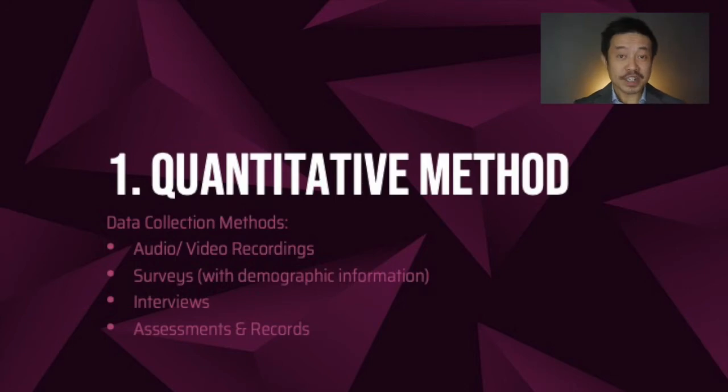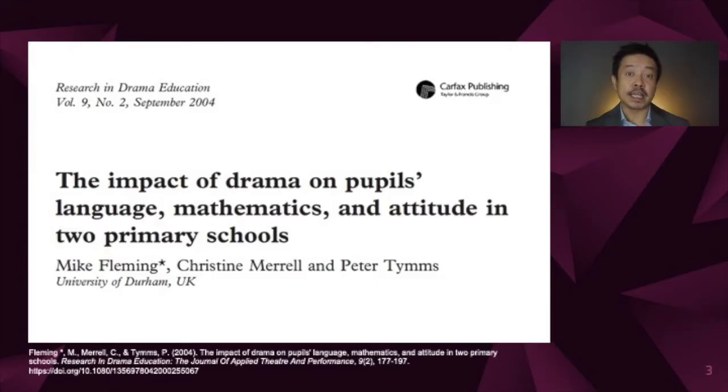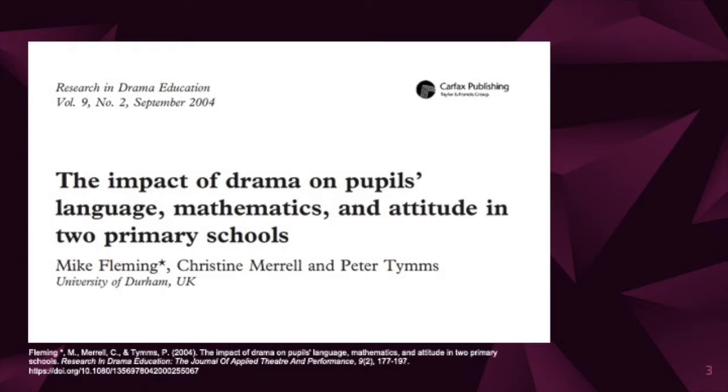1. Quantitative or empirical methods. Generally speaking, educators love to measure the impact of their teaching on students' learning. We are interested to find the correlation between 2 or more variables. For example, from the research in drama education, Mike Fleming's team investigated the impact of drama on pupils' language, mathematics, and attitude in 2 primary schools.